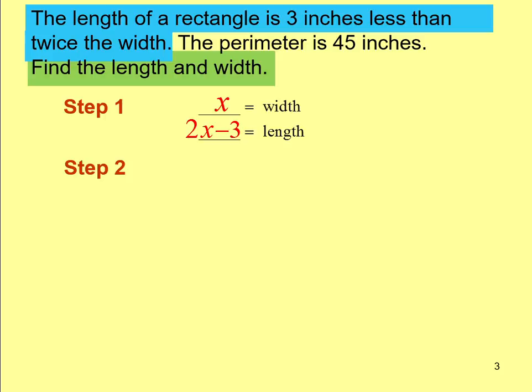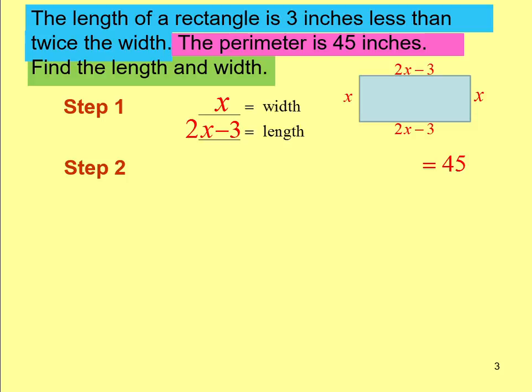Step 2, write the equation. If you get in the habit of marking your problems like I have here, the stuff that I have highlighted we've already used, so don't go looking at it for any more information. The rest of the problem says the perimeter is 45 inches. That's where our equation has to come from. Now the perimeter of a rectangle means the distance around the outside. So if our rectangle has these dimensions, if we add all of those up, it has to come out to 45.